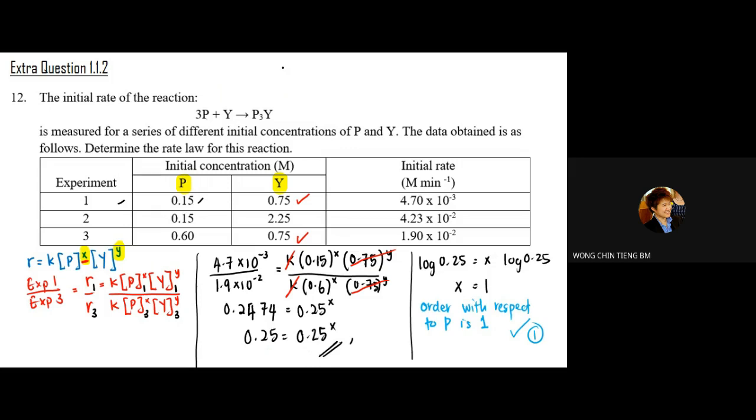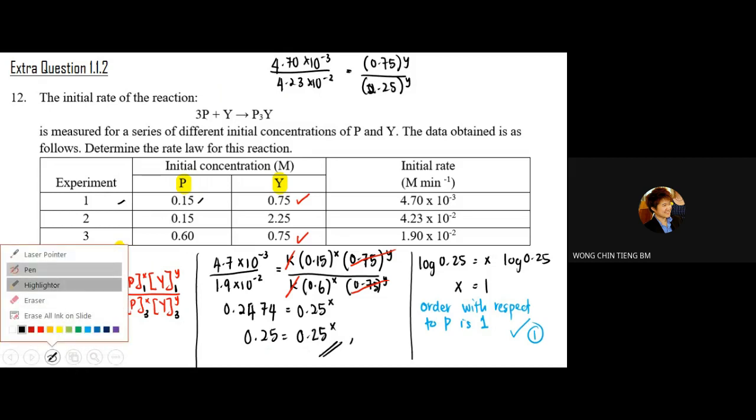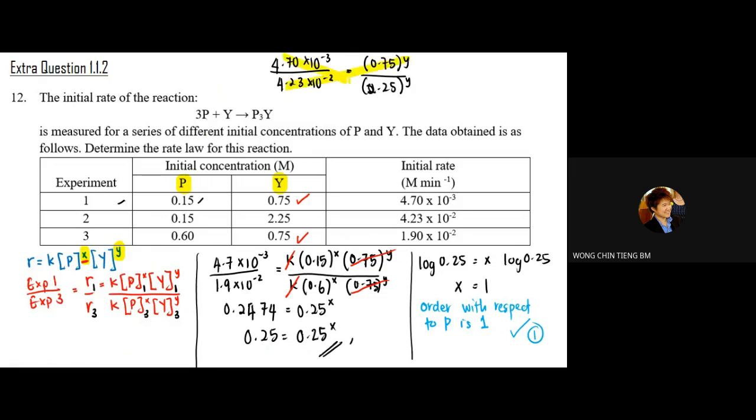Dia tahu dia akan cancel off, kamu kata 1 over 2 kan? Ada tak manusia yang buat macam ni dalam buku kamu sekarang? Kamu tahu dia akan cancel, the K akan cancel, the P akan cancel, so dia tulis like this: 2.25 Y. Adakah? Mengaku? Ada? Nampak tak beza atas dengan bawah yang saya buat? Yang bawah saya substitute semua betul? Yang atas betul ke yang bawah betul? Saya tak nak nampak benda ni dalam system.